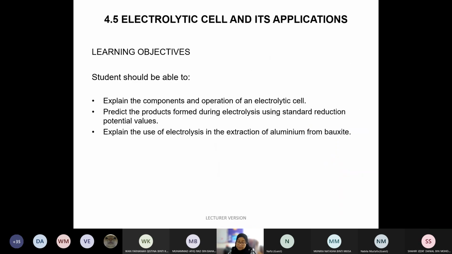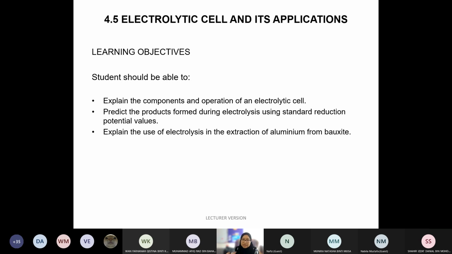Okay, alright, so let's start. This is the last subtopic for topic 4. Alhamdulillah, we are almost coming to the end of this topic. We have 3 learning objectives for this subtopic. This is electrolytic cells and their application. So we are done with the electrochemical cell, galvanic cell, voltaic cell and whatnot. Next we have the electrolytic cell.